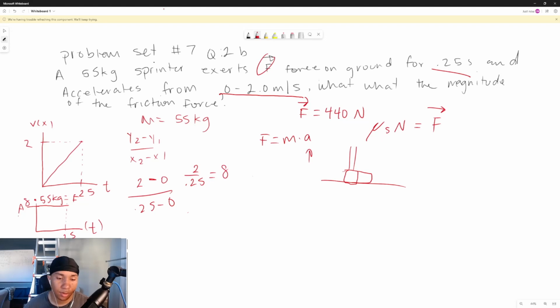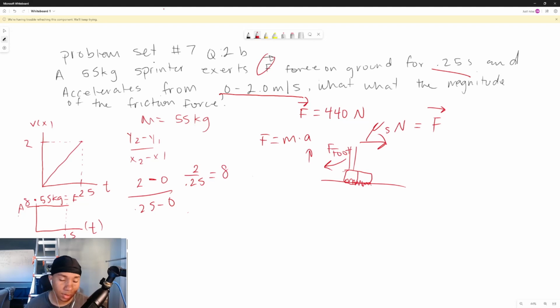As the foot is moving this way, the foot is going to want to move backwards in order to push the person forward, right? So this is the force due to the foot. And in order to run, your feet need to stay in contact with the ground. If your feet aren't in contact with the ground, it's like running on ice.